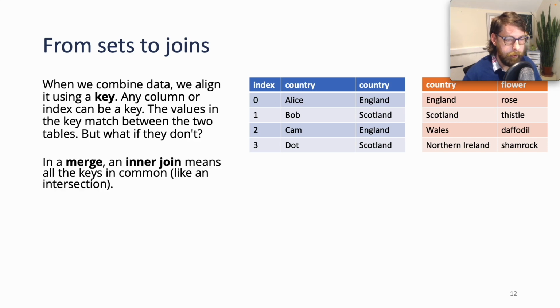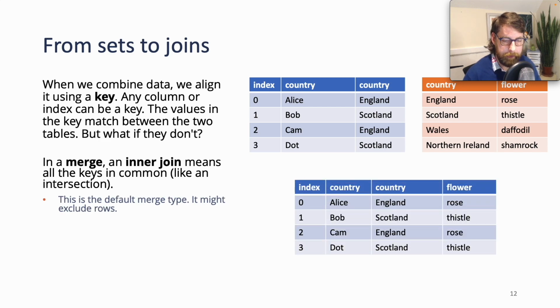Okay, so now let's have a look here. We have a merge, and the default kind of merge is called an inner join. So let's have a look at that. So an inner join here, we have Alice, Bob, Cam, and Dot, and from England and Scotland.